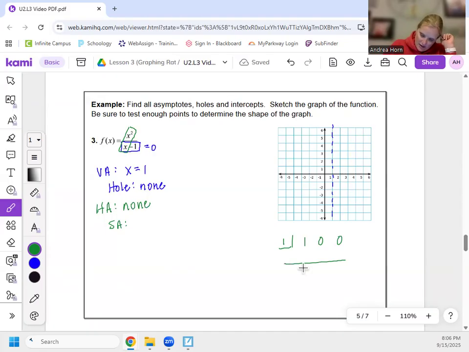And then drop the 1. 1 times 1 is 1. Drop the 1, drop the 1. And again, I don't care about my remainder. This becomes my slant asymptote. So y is equal to x plus 1. I'm going to start at 1, go up 1 over 1. And again, we want to make sure that we're pretty darn accurate on this slant, just in case some of our other points are awfully close.